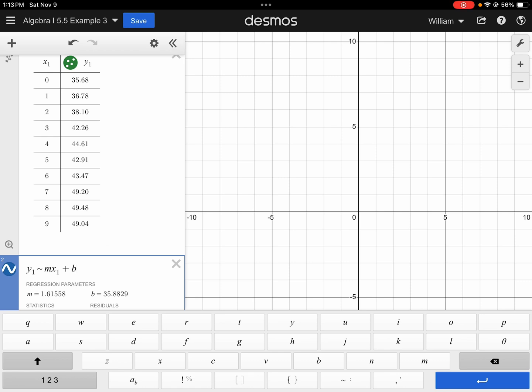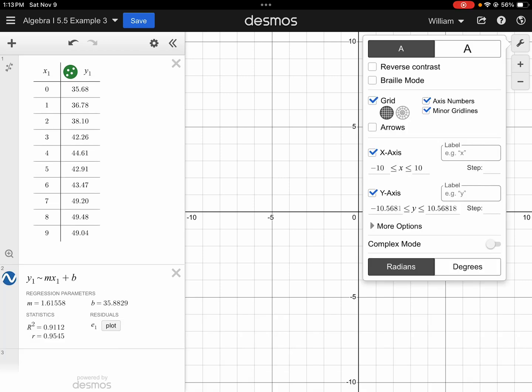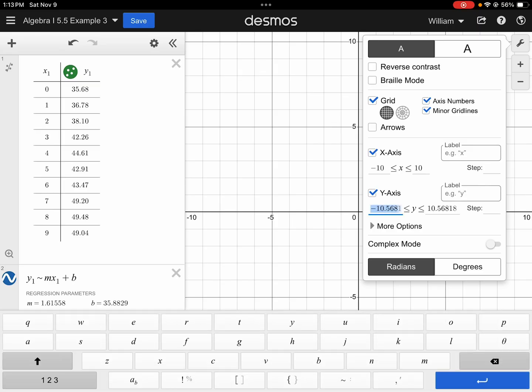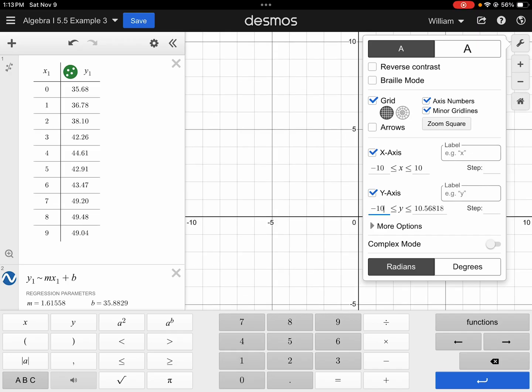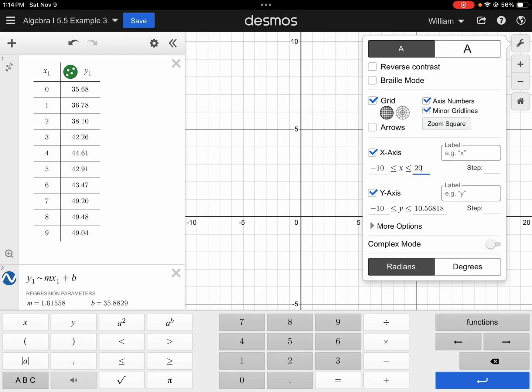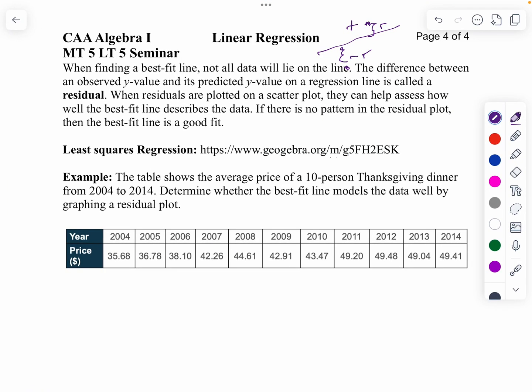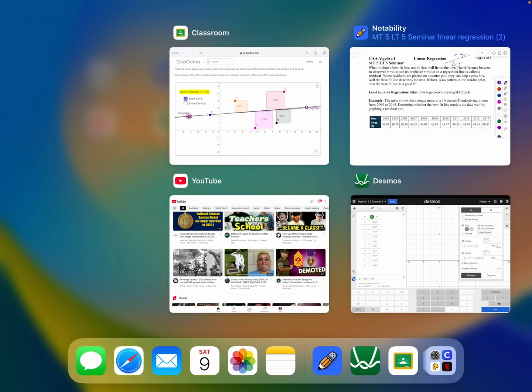And I probably should adjust my graph so I can see everything. So I'm going to go from negative 10 for my x. Oh, that was my y. I'm going to go negative 10 to, let me see, let's go to 20. And that's 30 divided by 10, so I'm going to go in steps of 5. And then we are doing the years since 2004.